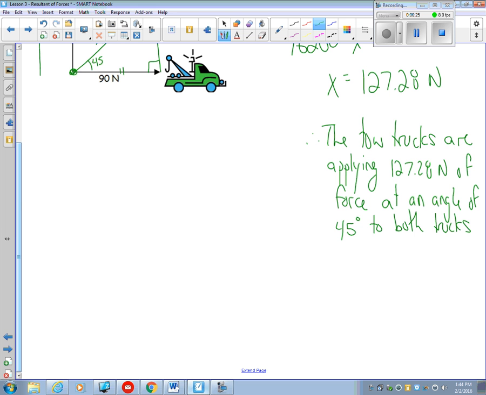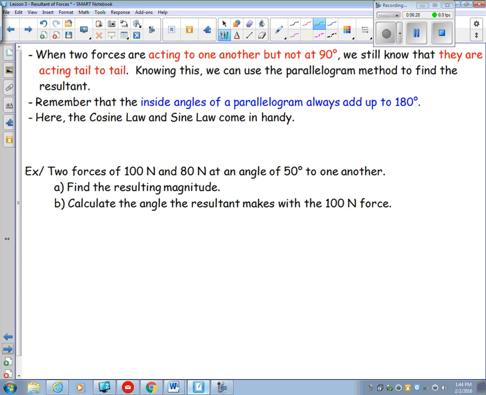Okay, let's move to the back side. Slightly more complicated examples here. These ones are going to look at things when we don't have forces acting at 90. Whenever we're given two forces that are acting upon each other, they're always tail to tail. So when you're drawing a diagram, start off tail to tail. Knowing that, we're going to have to turn them into a resultant.